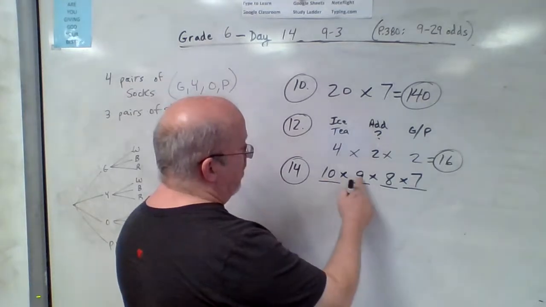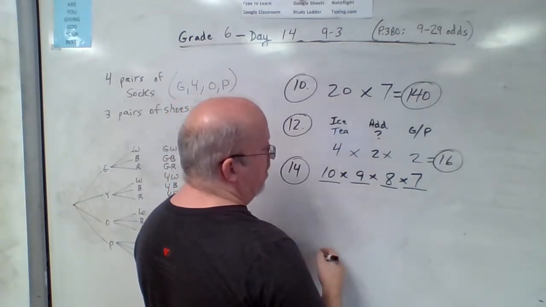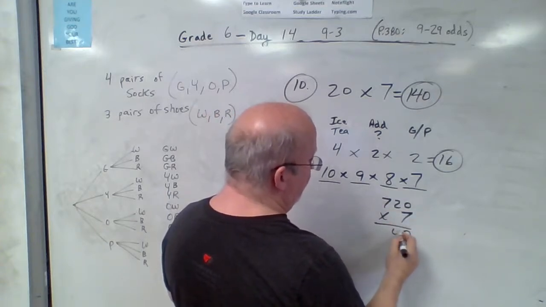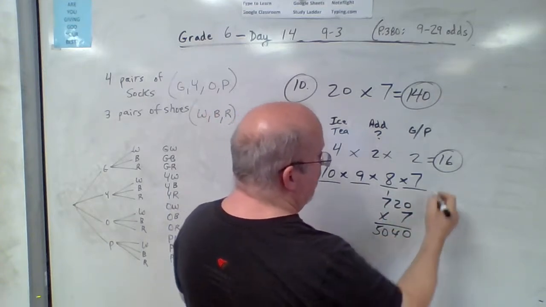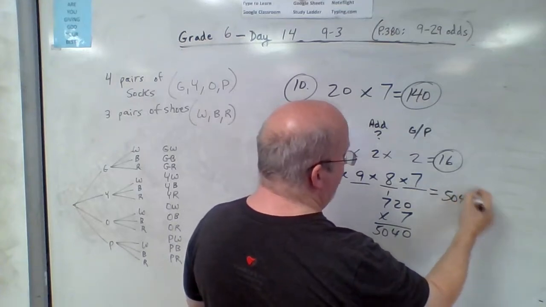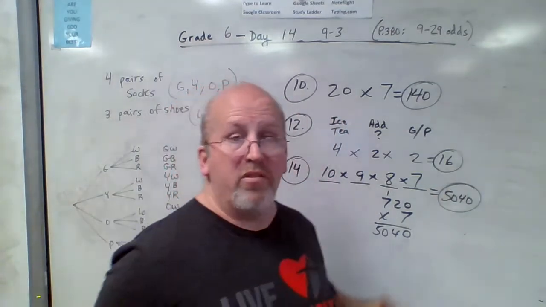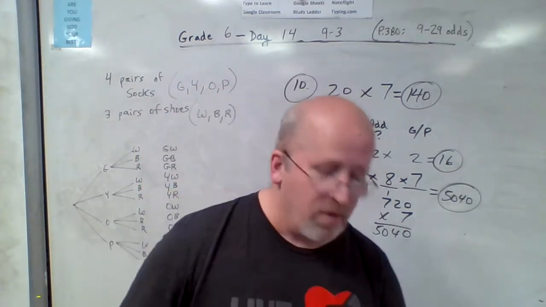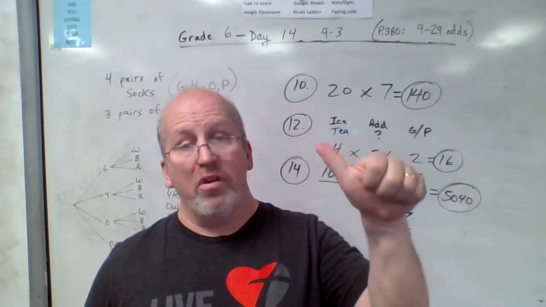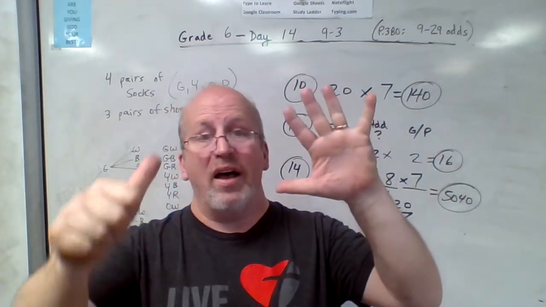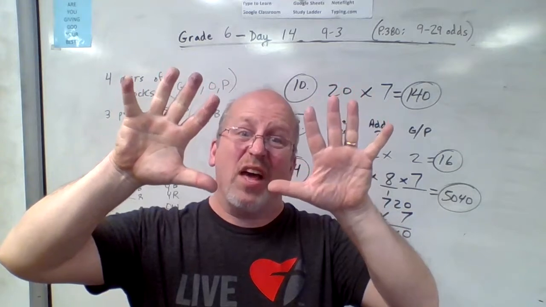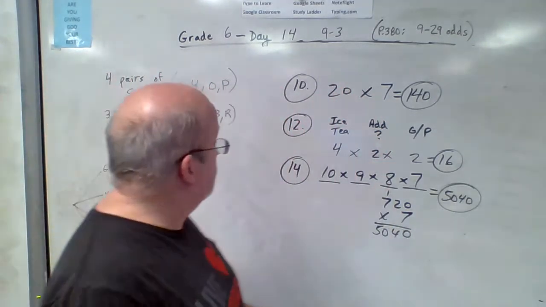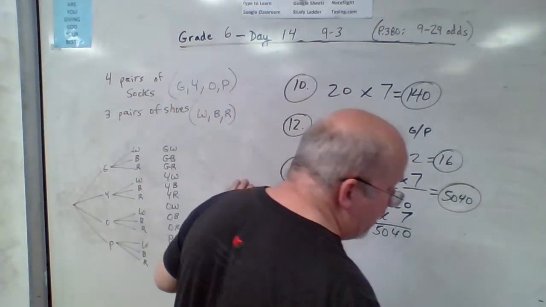Oh boy, 10 times 9 is 90. 90 times 8 is 720. 720 times 7 is 5,040 ways. Where did I get 10 numbers to choose from? Well, think about it in this sense. You've got the numbers 0, 1, 2, 3, 4, 5, 6, 7, 8, and 9 that could be used in that first slot. That's a total of 10 numbers. So that's problem 14.